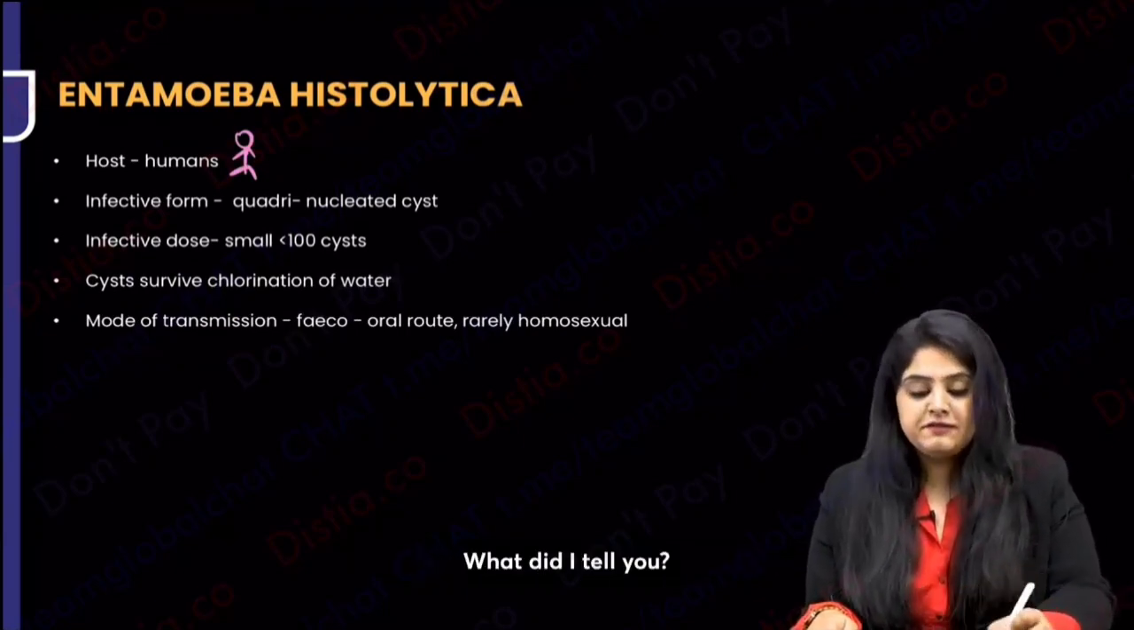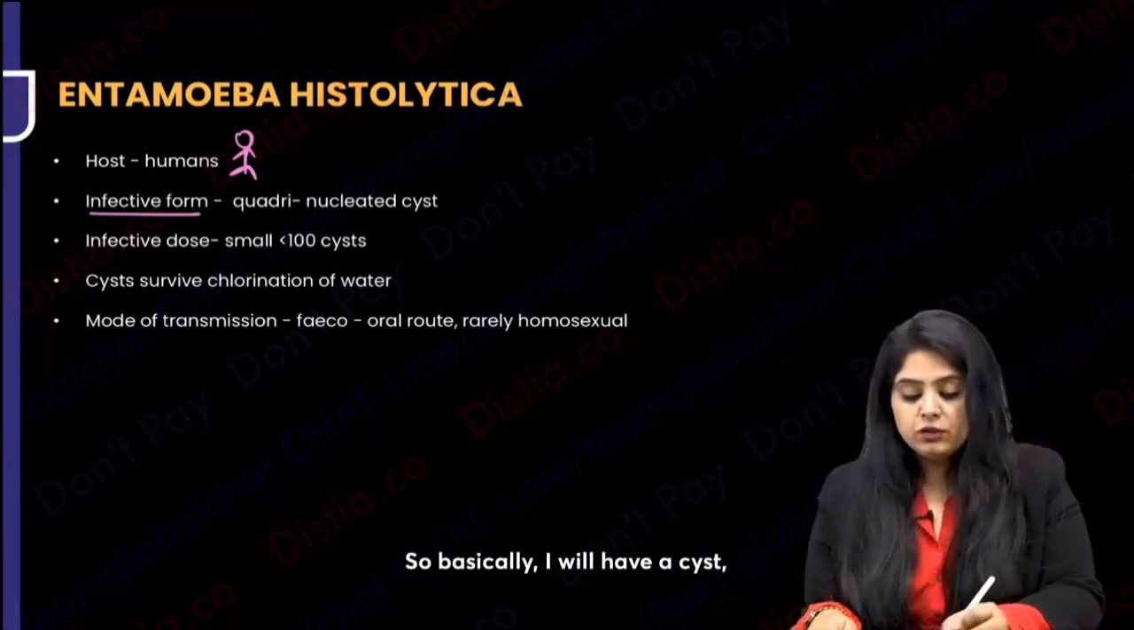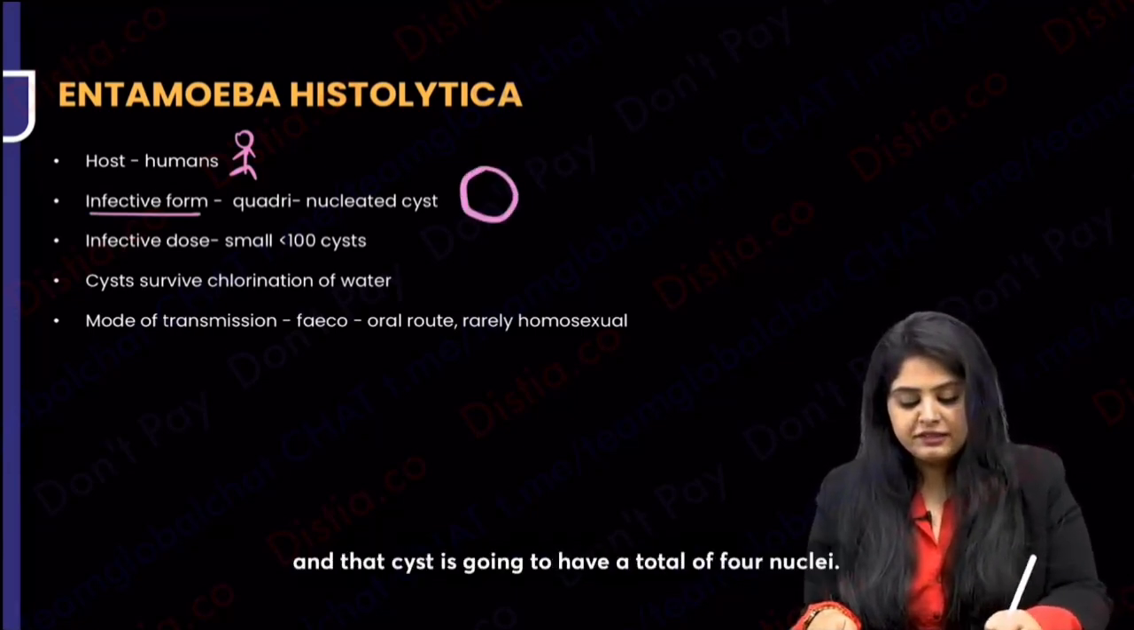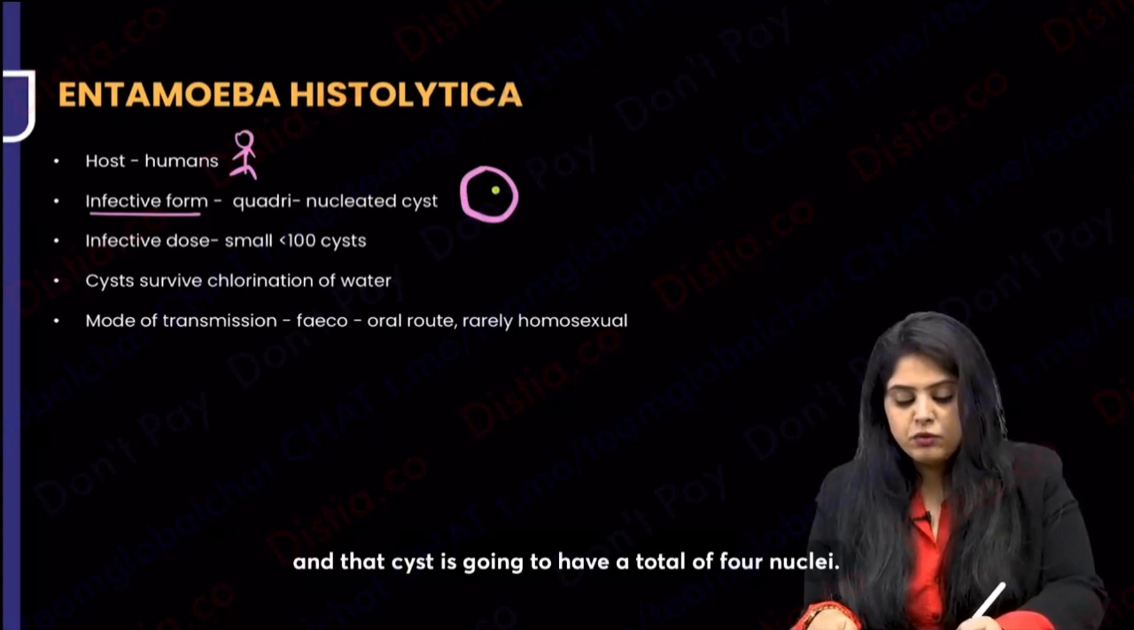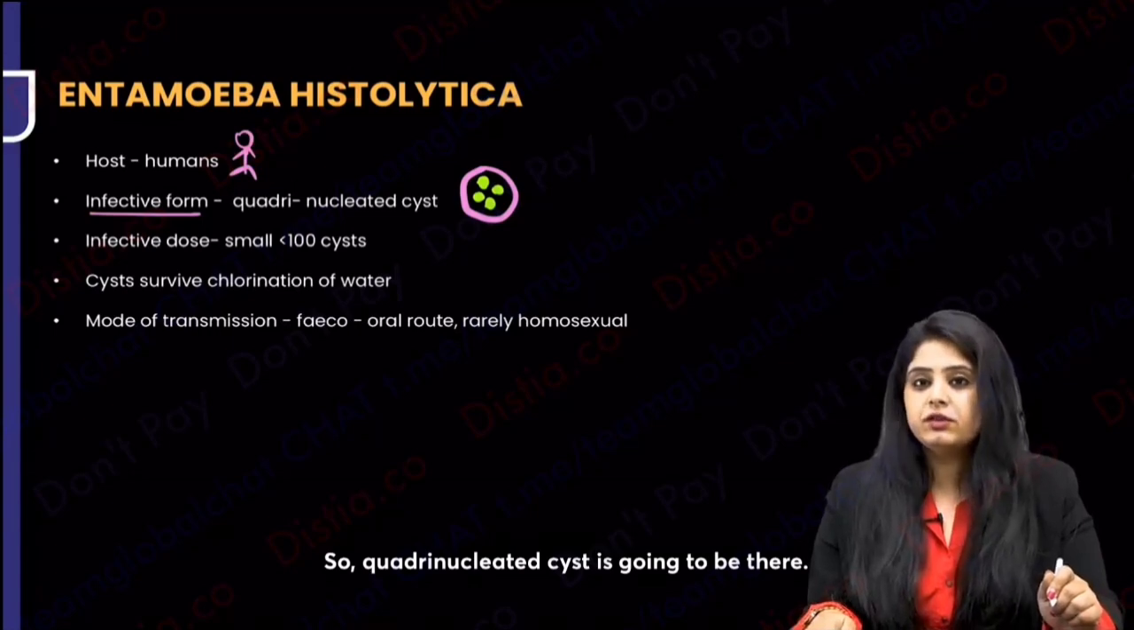What did I tell you is the infective form? The infective form is the quadrinucleated cyst. So basically, I'll have a cyst, and that cyst is going to have a total of 4 nuclei. So the quadrinucleated cyst is going to be there.